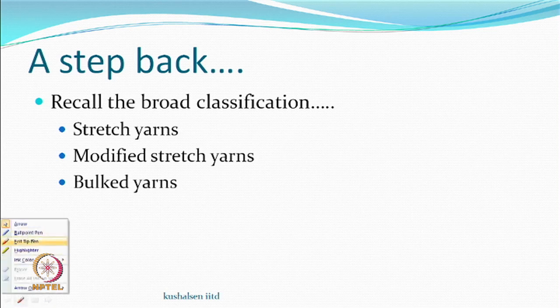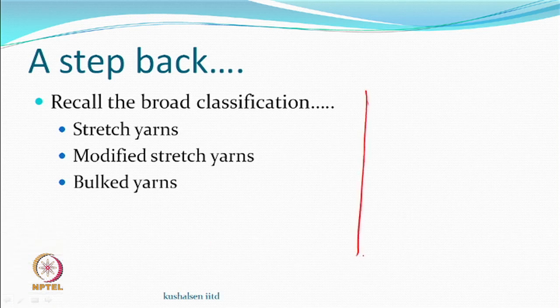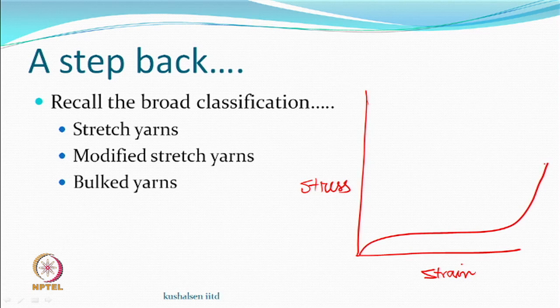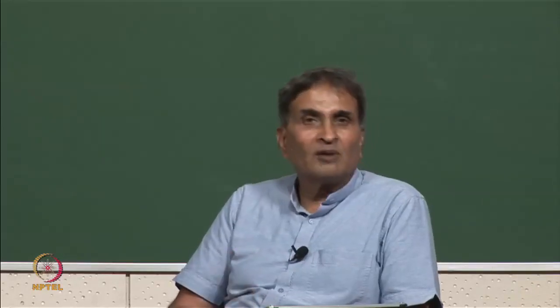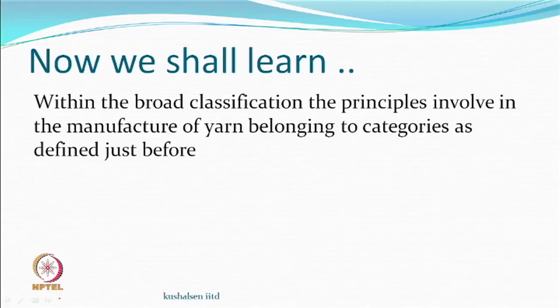And we did say that if it is a stretch yarn, the stress strain curve of a stretch yarn would be something like this, and the modified stretch yarn would be something like that, and the bulk yarns probably may work like this: they do not stretch, and therefore the stress gets developed in the yarn immediately as you strain them. This could be one of the ways in which you can find out whether it's a stretch yarn or not. Today, within these classifications, we will try to see what types of principles are used to generate a stretch yarn or a modified stretch yarn, then if time permits we will go to the bulk yarn, otherwise we will stop and do it next time.